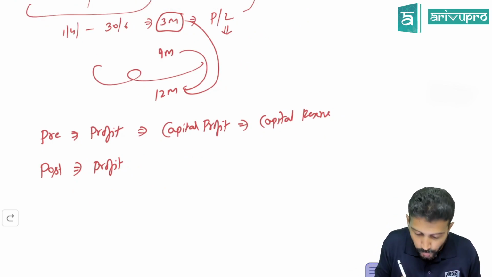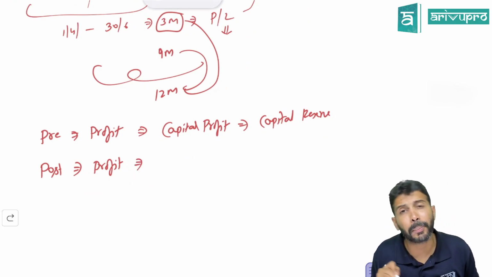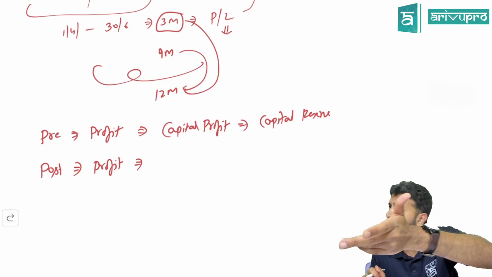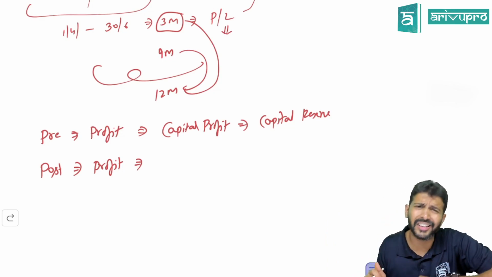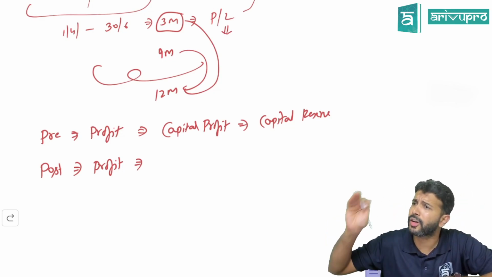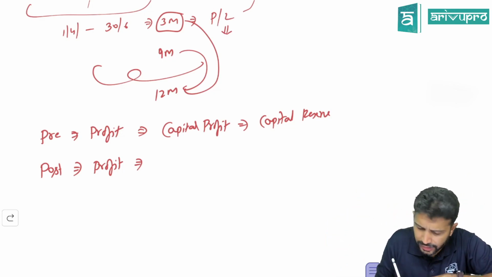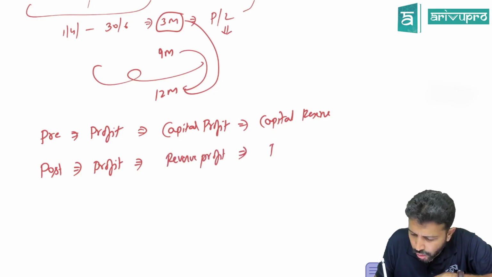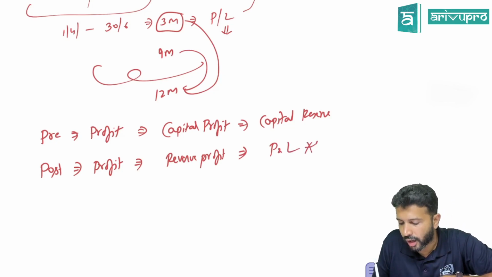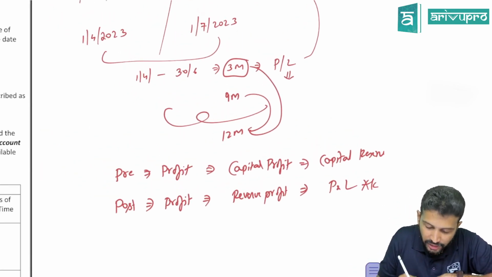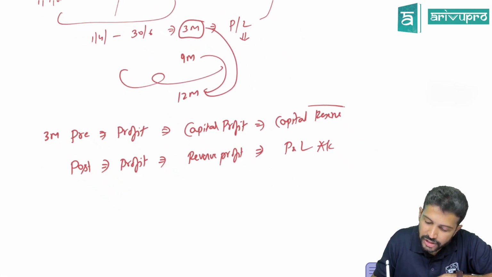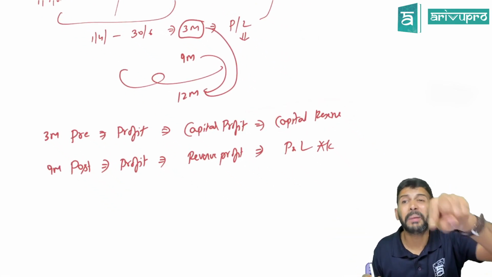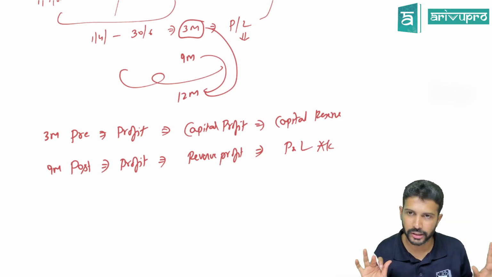Whereas this post-incorporation period's profit, after incorporation, anyway, the company will make profit or loss. Is that recurring profit or non-recurring? That's a recurring profit. That means that is your regular revenue profit. Where will that go to? Profit and loss, P&L account. So in our example, these 3 months' profit will be transferred to capital reserve, whereas 9 months' profit will appear in P&L. That is the reason. Got the intention?